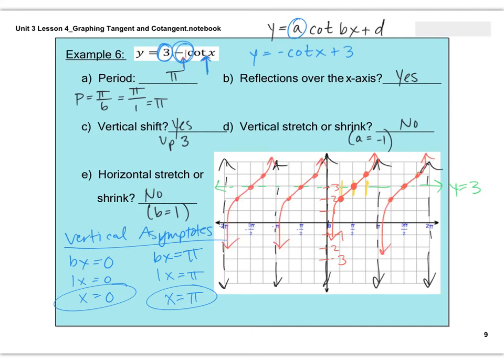Here's what it should look like. Remember, we want you to be able to do these in your head. Could you use your calculator to check your answers? Absolutely. But again, normally in a normal year, we would want you to be able to think through these and sketch them out by hand.